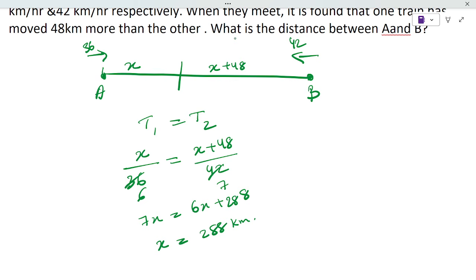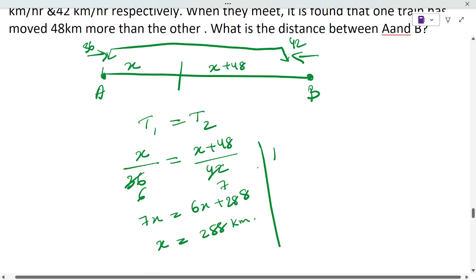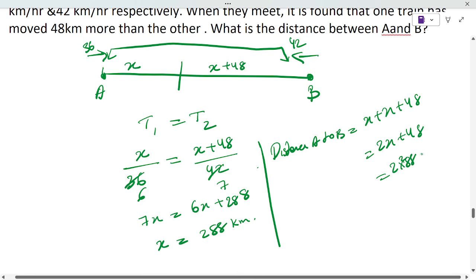Why? Because the distance between A and B would be x plus 48, right? So here 2x plus 48. That's the homework: multiply 2 into 288 and definitely you will get the answer. Into 48, I mean plus.